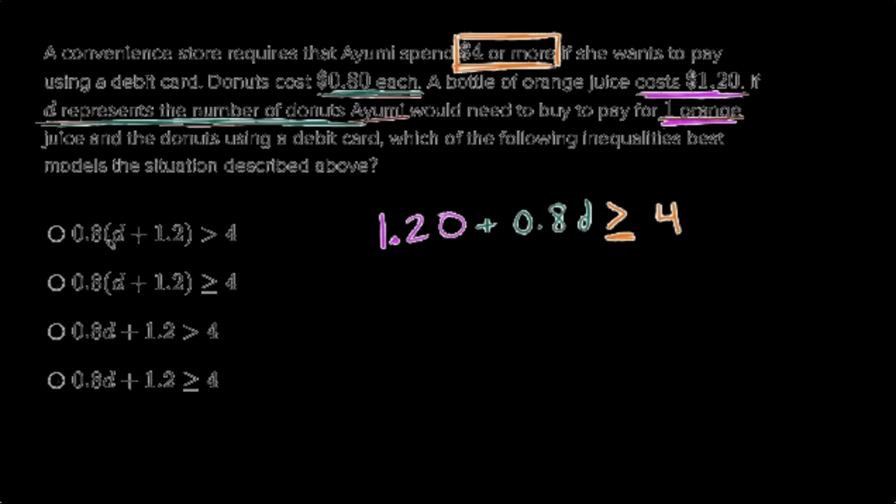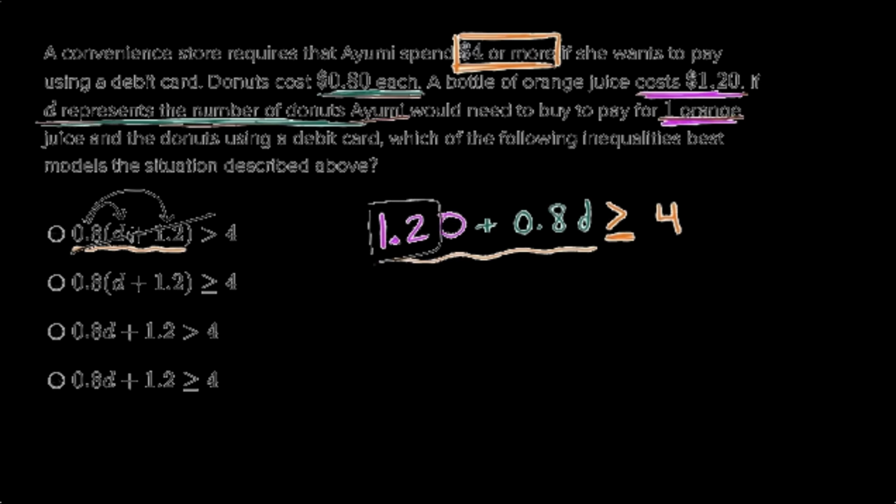Let's see, 0.8D plus 1.2 is greater than 4. So before you even see if this expression right over here is equivalent to this expression right over here, you can see this is greater than 4. We want to be greater than or equal to 4. But so just like that, you could rule this one out. And actually, if you distribute the 0.8D, you will see that you get something different. You get 0.8D, and then 0.8 times 1.2 is not $1.20. So we can rule that one out.